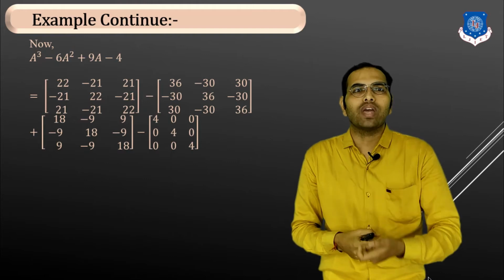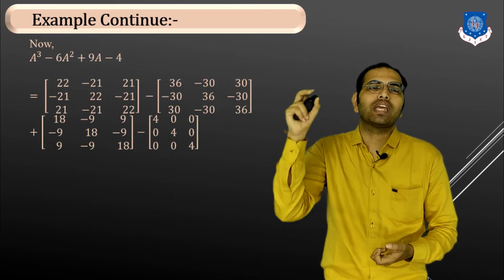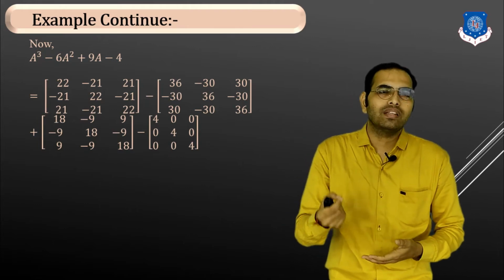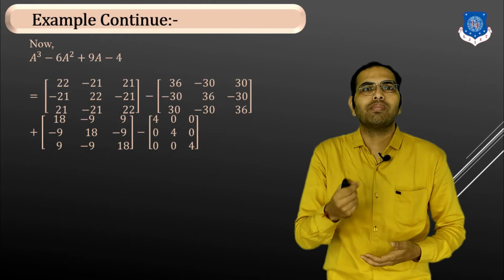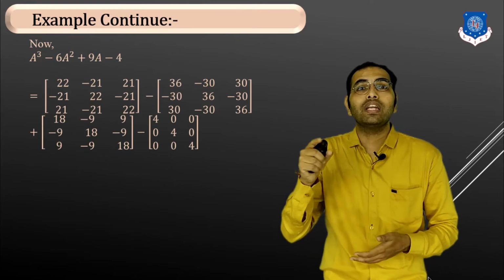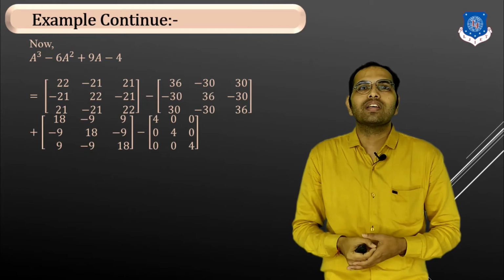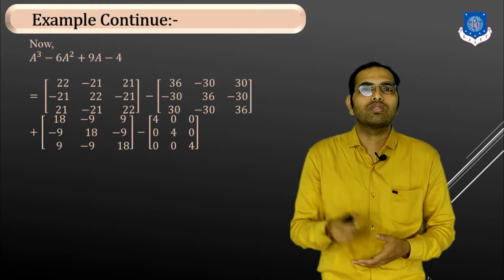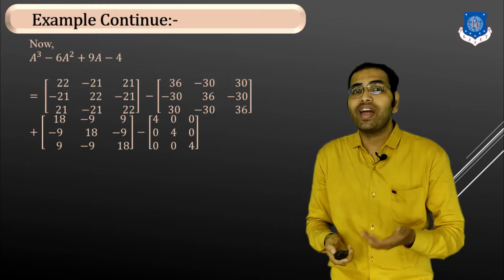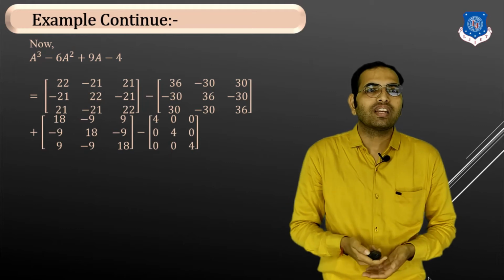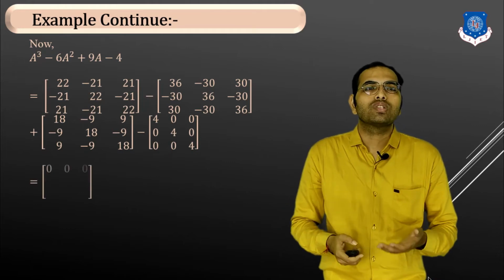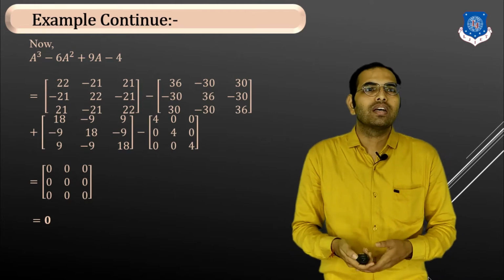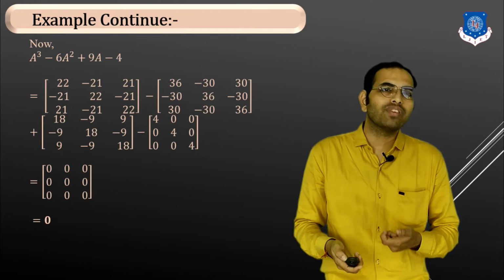Plus 9 into A, means each and every element of the given matrix multiplied with 9, that will give you [18 -9 9; -9 18 -9; 9 -9 18], minus 4 into I. Here I is our identity matrix, that is [4 0 0; 0 4 0; 0 0 4]. Now simplifying it by adding and subtracting, that will give you all zeros, that is our null matrix. That is exactly what we have to find.